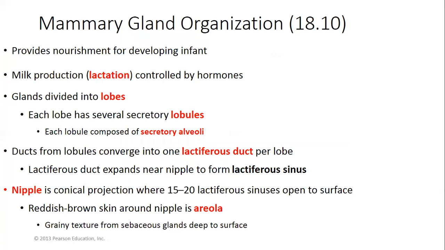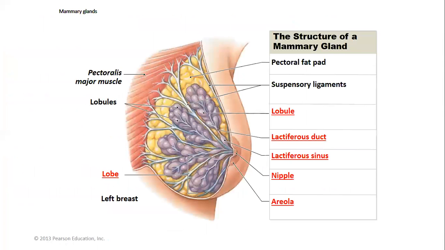Each mammary gland is divided into lobes, and each lobe is separated into lobules that have what's called secretory alveoli. The ducts from the lobules basically converge into one lactiferous duct per lobe, and then expand near the nipple to form lactiferous sinuses. The nipple is that conical projection surrounded by reddish brown skin, which is the areola. It typically has a grainy surface because there are a lot of sebaceous glands deep to it.